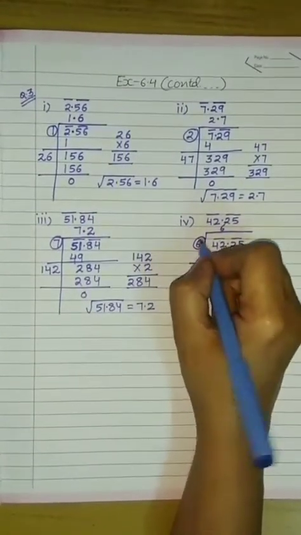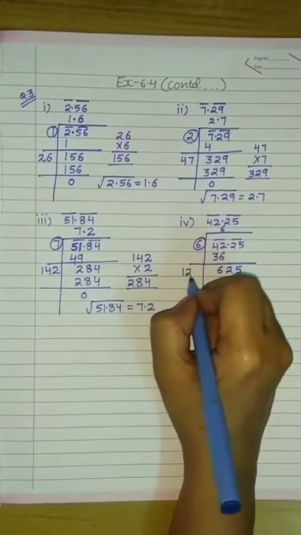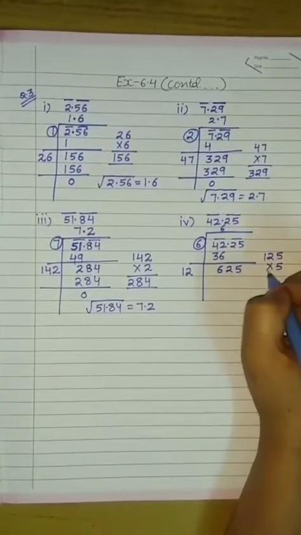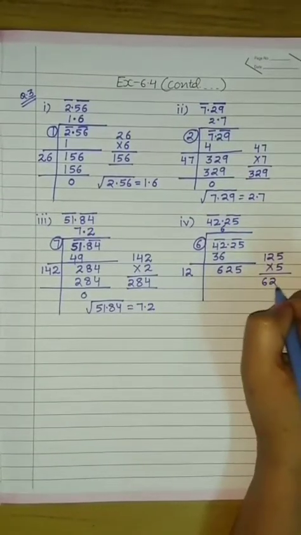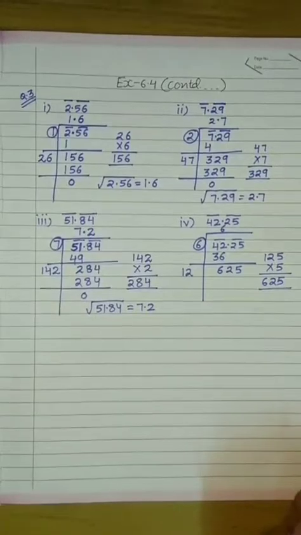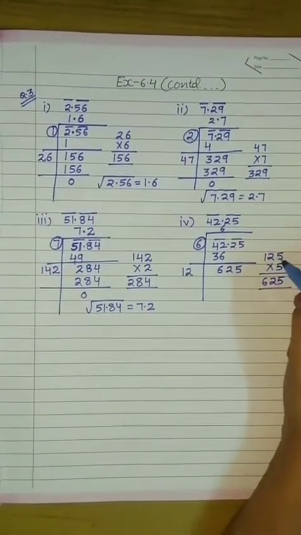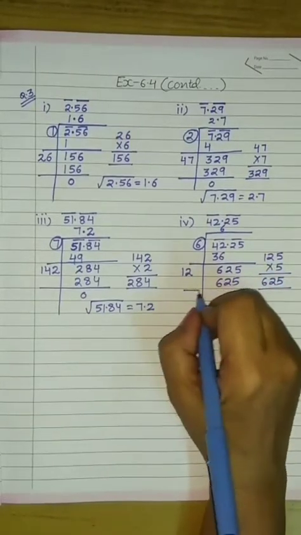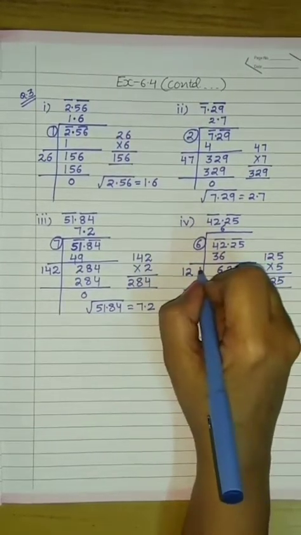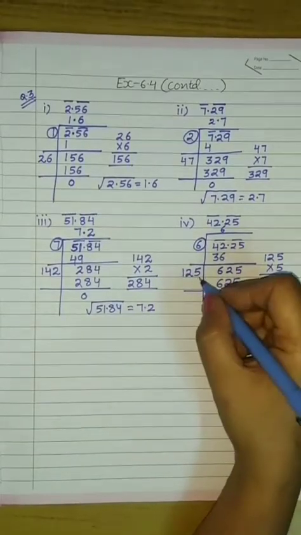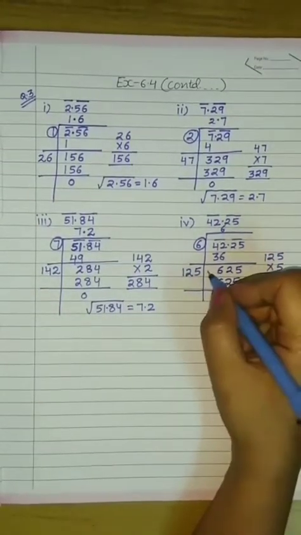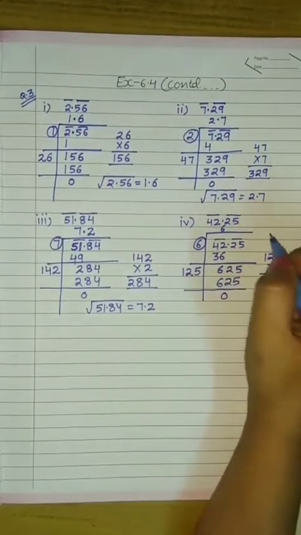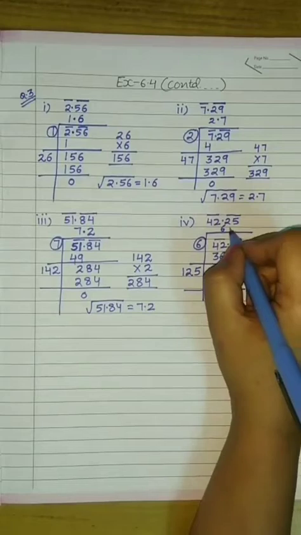Now we will double this number, that is 6. So 6 2s are 12. After 12, we are going to write a number which, on multiplying itself, gives a number equal to this new dividend, that is 625. So such a number is 5. So 125 into 5 is 625. So we will write 5 after 12. So 125 is our new divisor and our new quotient will be 6.5.